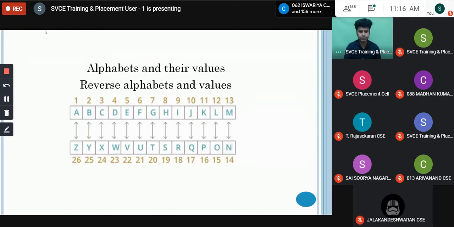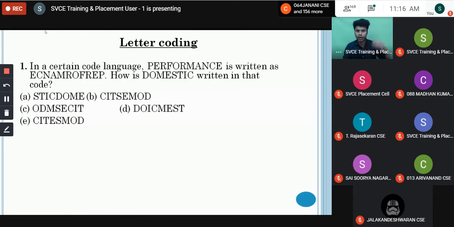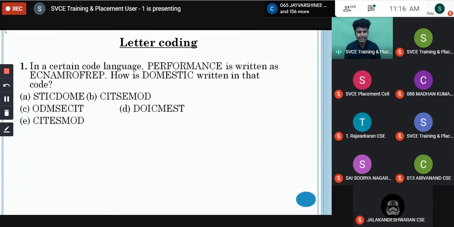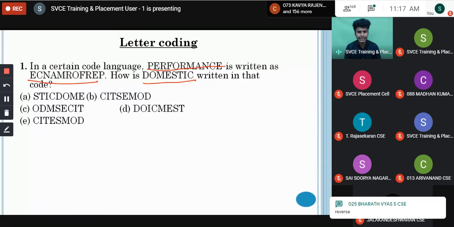Now listen here, my dear friends. In a certain coded language, the word performance is written as something else. What's that logic? You need to find out based on what logic they have coded like this. Once you find the logic, another word is given to you, domestic. By applying the same logic, you need to code the given word domestic. What is the logic? Can you please tell me the logic?